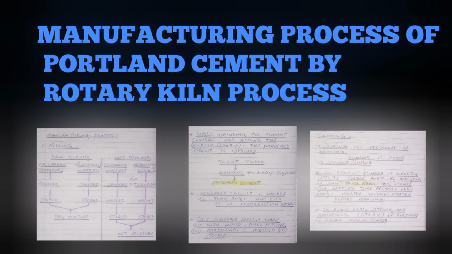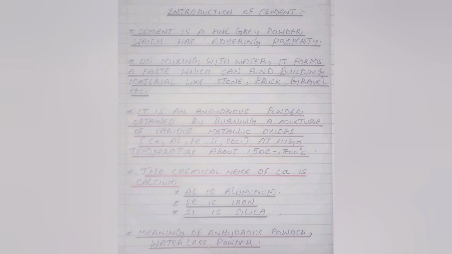Manufacturing of Portland cement by Rotary Kiln process is explained in step-by-step procedure. Introduction of cement. Cement is a fine grain powder which has adhering property. On mixing with water, it forms a paste which can bind building materials like stone, brick, gravel, etc.